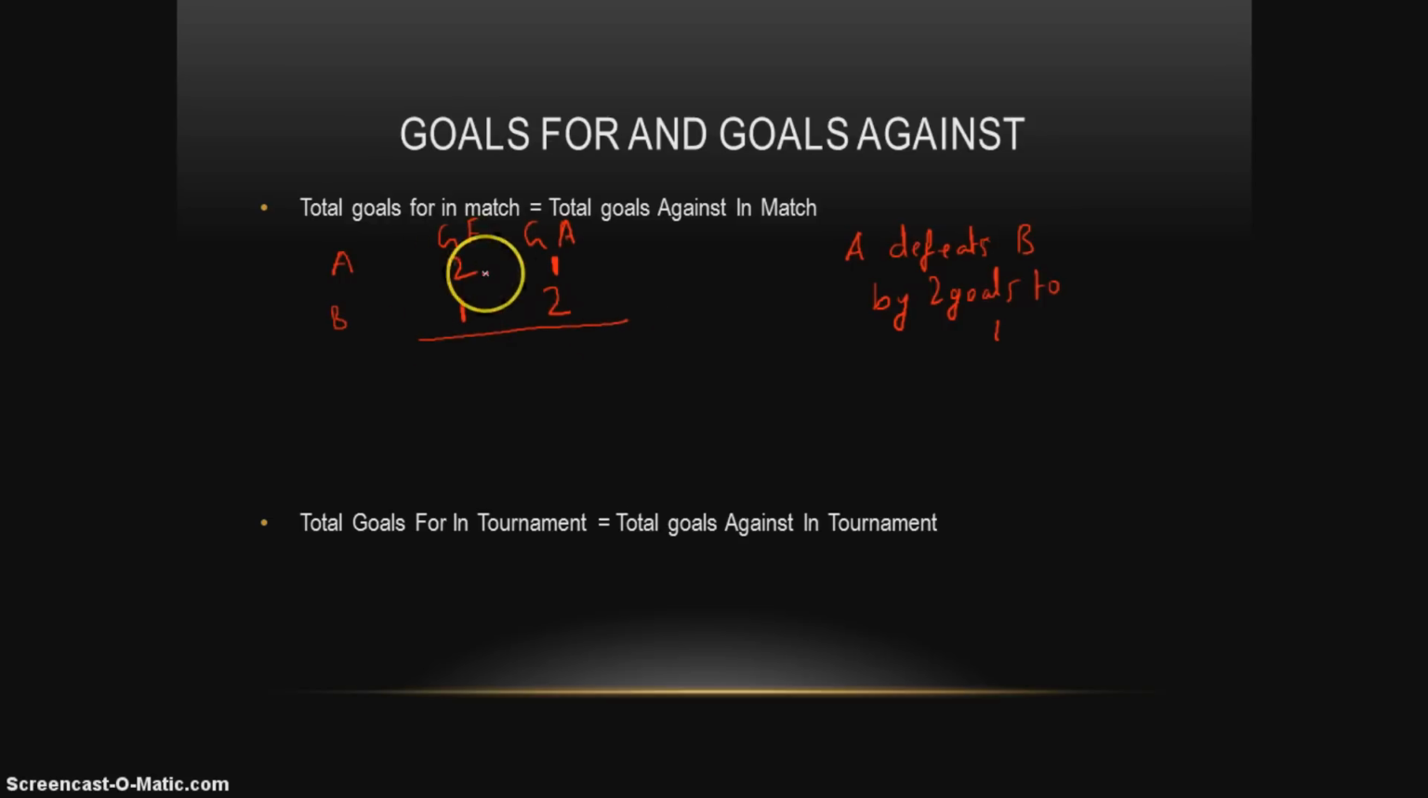But if you look at the total sum, the total number of goals for in the match remains 3. Similarly, the total number of goals against in the match also remains 3. So we have something to learn here. That is, goals for and goals against in a match remain the same. Now since goals for and goals against remain the same in a match, that same thing will apply to the whole tournament because a tournament is nothing but a collection of matches. So since this is balanced in each and every match, it will remain balanced for the whole tournament as well.